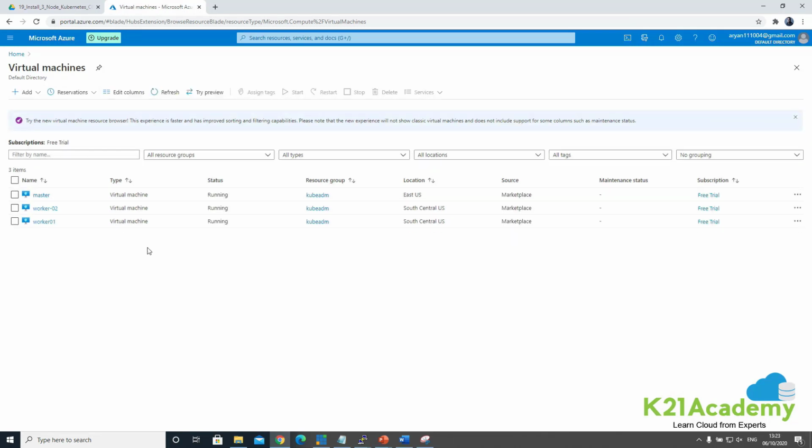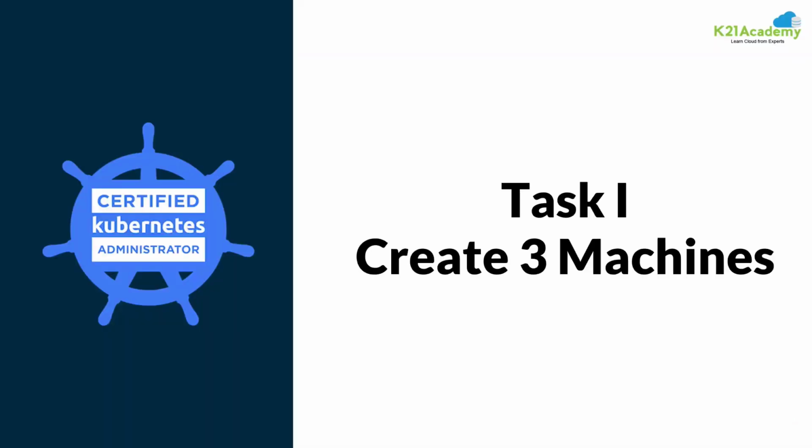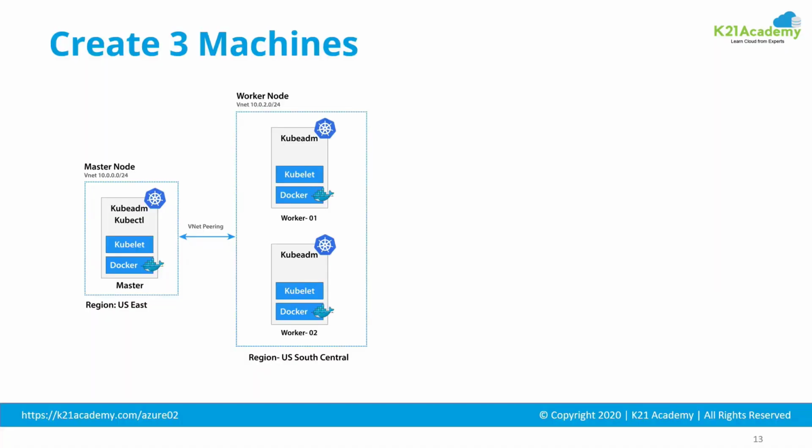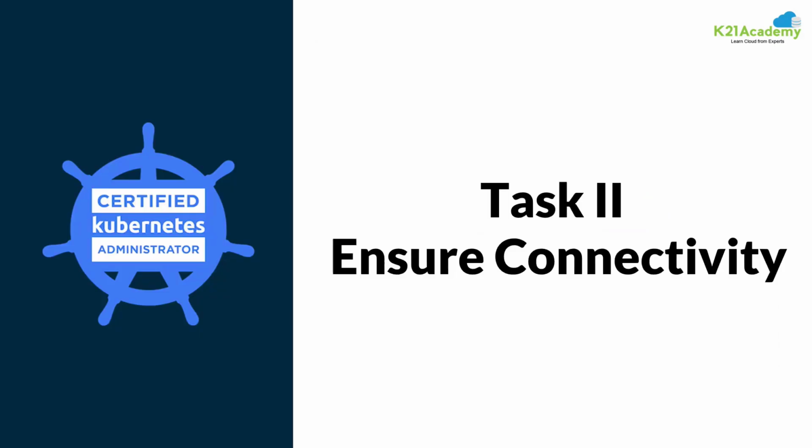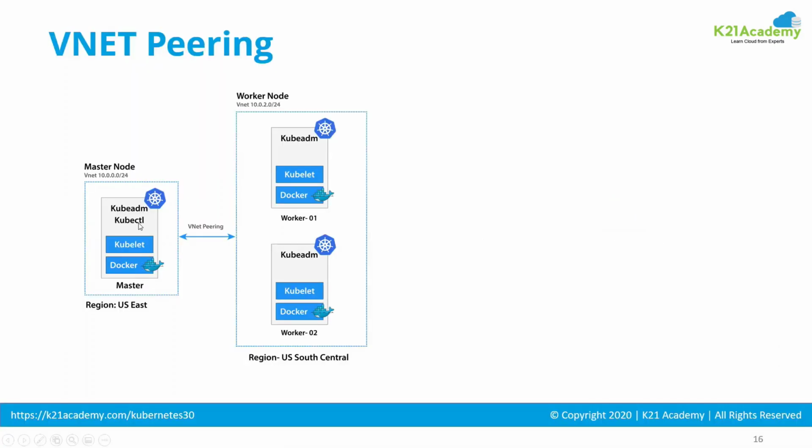You should be able to see 3 machines: one master node running in East US or whatever region you selected, and the other 2 worker nodes running in a different region. So I have 3 machines, all 3 are running, which means I've created these 3 machines. Next I need to connect these 3 machines with each other. Because I created my master node in one region and my worker nodes in a different region, they have different networks, and a machine in one network should be able to talk to a machine in another network. To achieve that, we configure something called peering, or VNet peering.